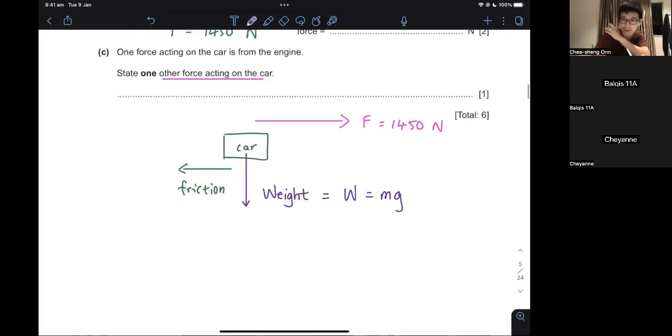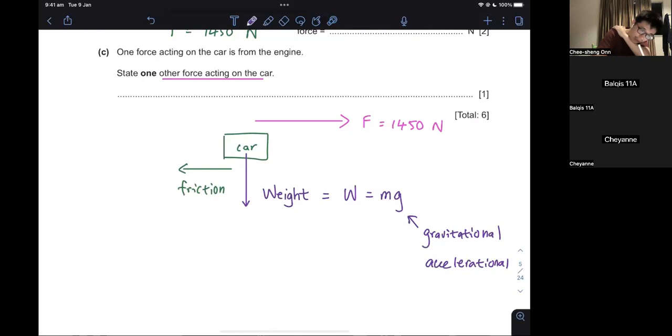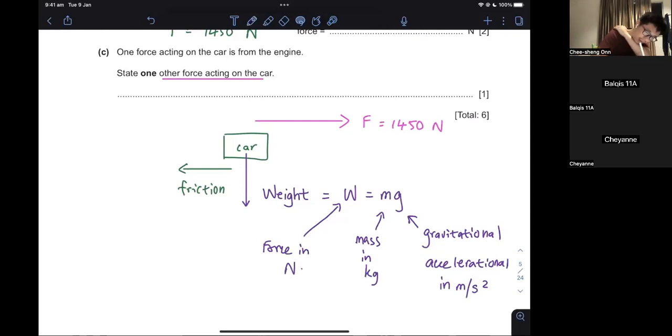Have you ever learned this before, Cheyenne, in, I don't know, year 9, year 10? Is this in your syllabus? Yes. There you go. So this is called the gravitational acceleration. Gravitational acceleration is like F equal to ma. This is the mass of the object in kilogram. This is acceleration in meter per second square. And therefore, this is just another force, and this is in Newton. Okay, so I hope that makes sense there.